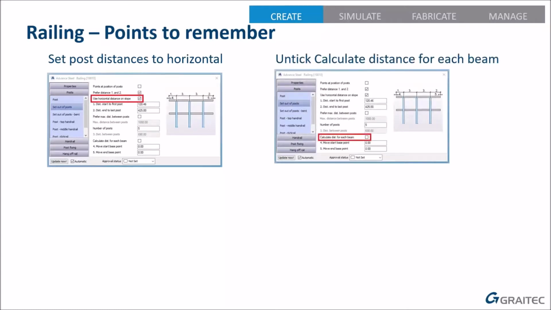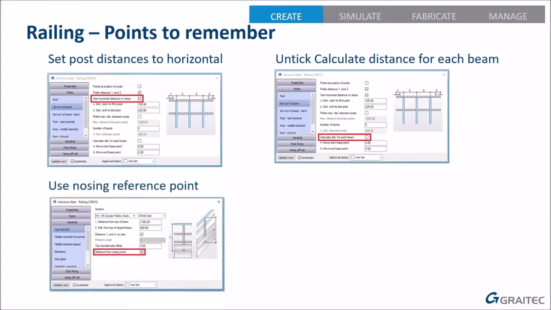Second option there, which people often miss, is the calculate distance for each beam. If you've got a long railing across several supporting beams, then you probably want to maintain an equal spacing as you go along all those beams. If that's the case, then you need to make sure that you tick or untick this box. If this box is ticked, then each beam will have its own start post and end post and spacing in the middle. So each beam will be a separate railing with separate spacings. If you untick that, you get one spacing, one continuous railing.